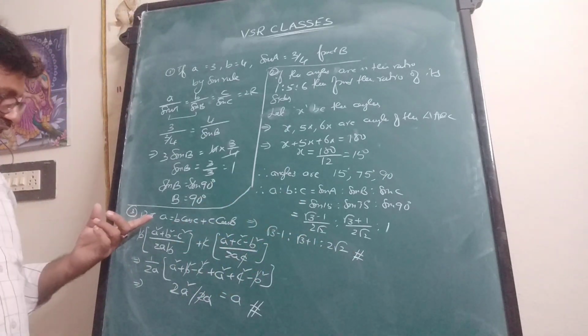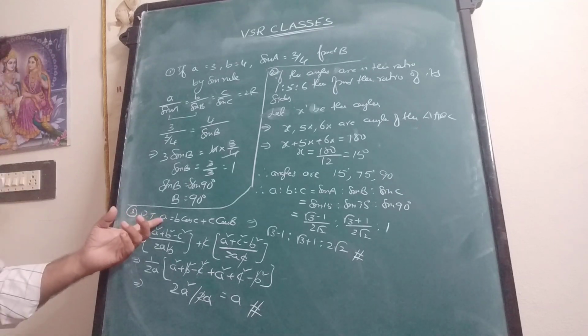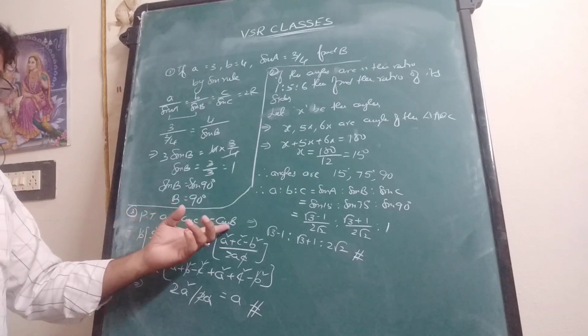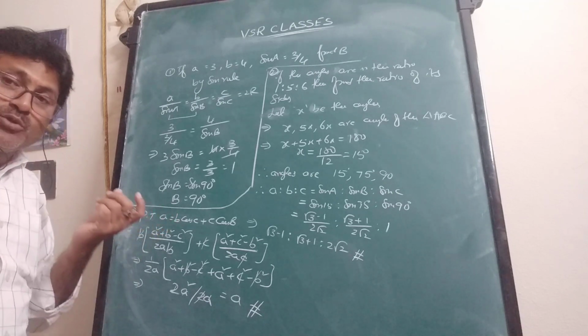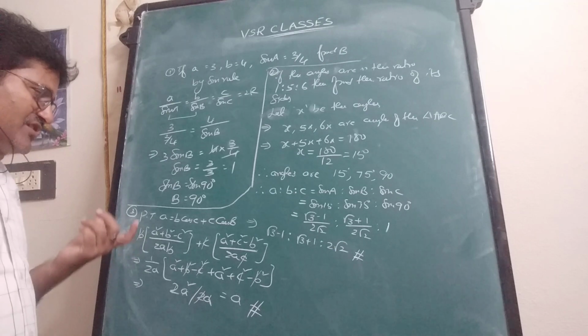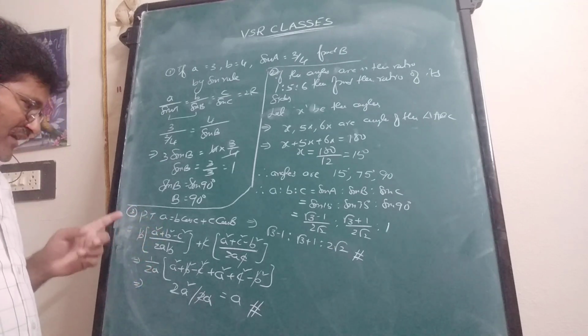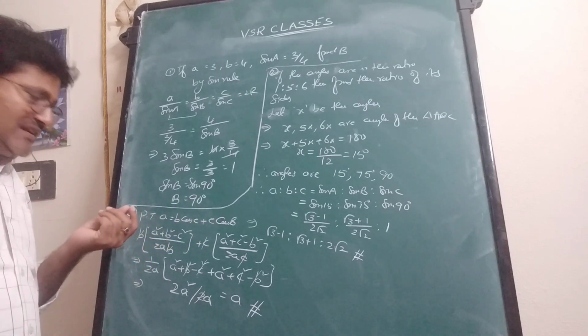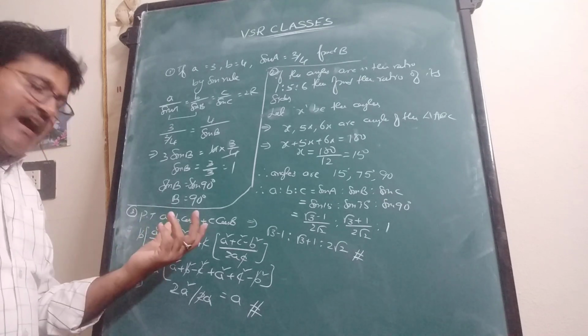And another question: prove that a is equal to b cos C plus c cos B. This formula is nothing but the projection rule. He is directly asking to prove this one. Now, taking RHS. Why? Because LHS is a very small value, I will take RHS.